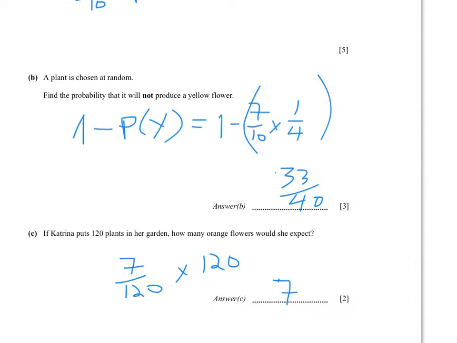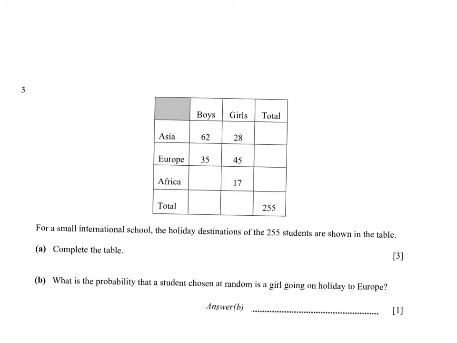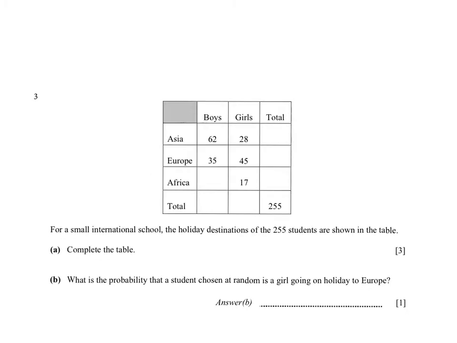All right, next question. Okay, we got a little table here, and the totals have to add up simply. So for a small international school, that's 255 students. Complete the table. How many are from Asia? 62 plus 28, 90. From Europe, I would say 80. And then I can do 255 minus 170, and I get the total Africans. Subtract 85 minus 17, 68.